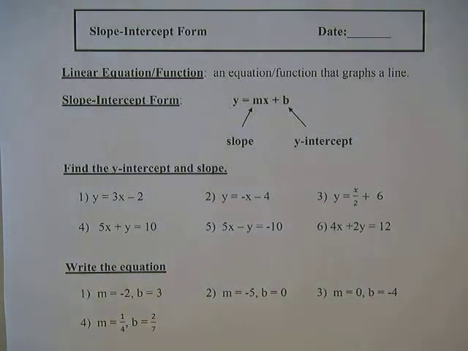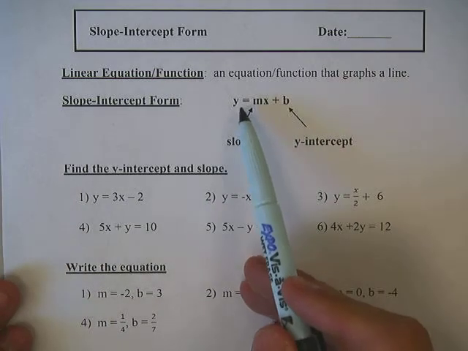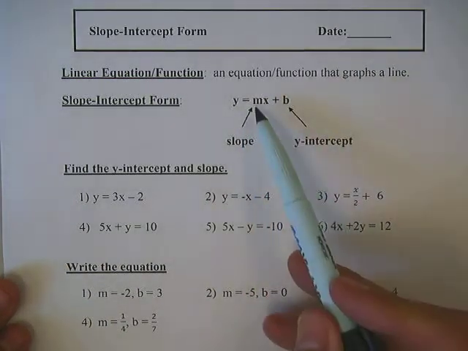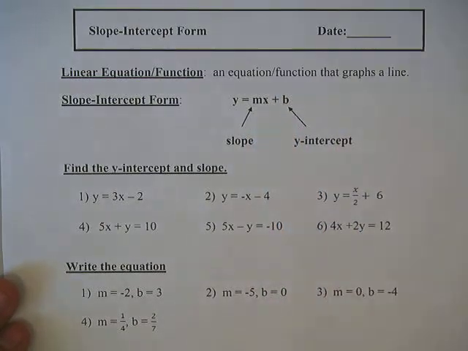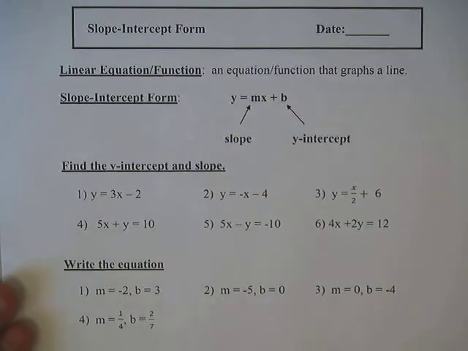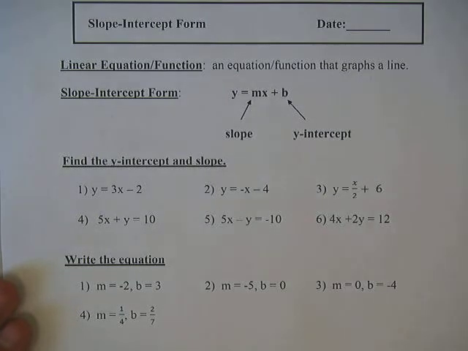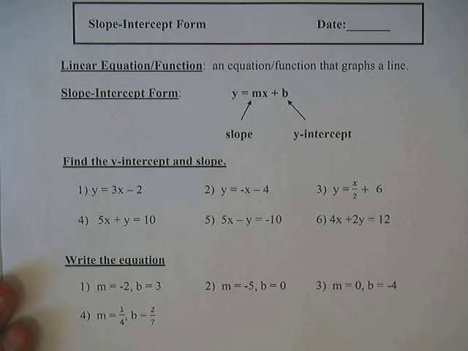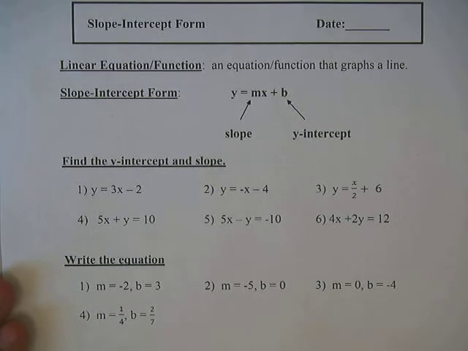So today let's talk about slope-intercept form. Slope-intercept form is probably one of the most popular formulas or equations that's associated with graphing linear equations. And it looks like this: y equals mx plus b, where the m stands for slope and the b stands for y-intercept. And anytime that you have an equation that's written like that, you will automatically know the slope of a line and where it crosses the y-axis.